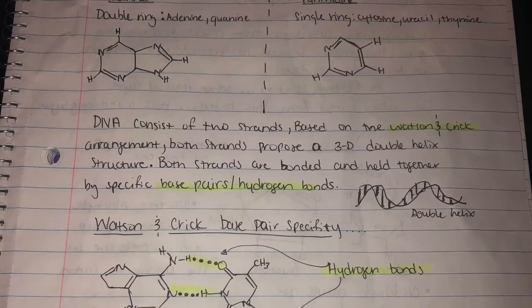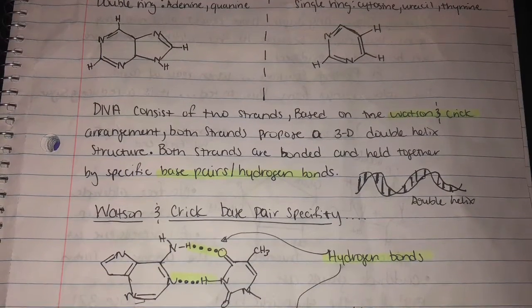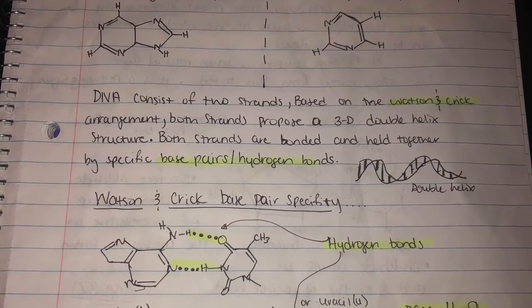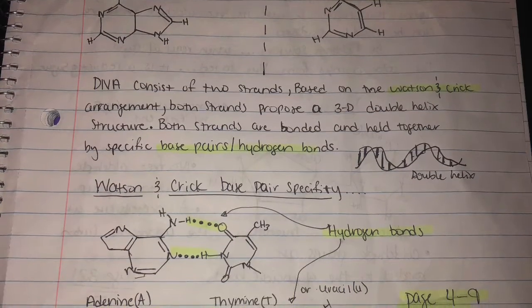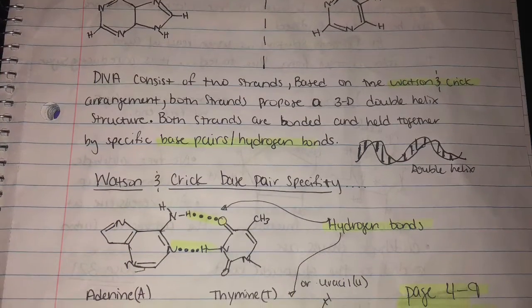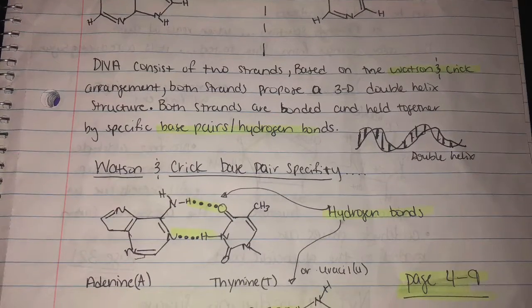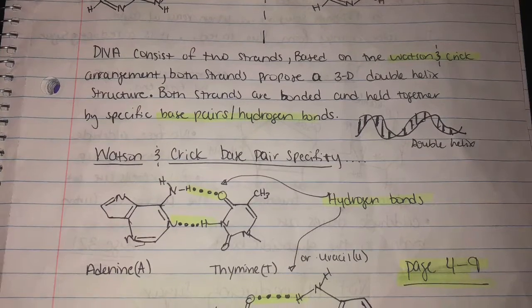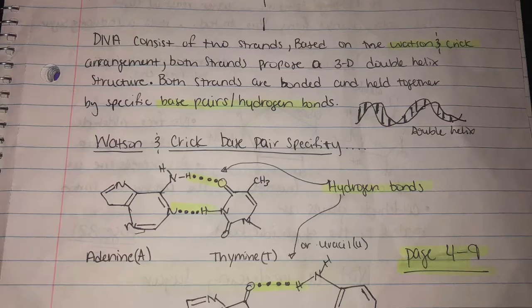To explain DNA, based off of the Watson and Crick arrangement, DNA consists of two strands, and both strands are bonded together based off of their base pair specificity, and each base pair is bonded by hydrogen bonds. For example, the double helix. The Watson and Crick base pair specificity.